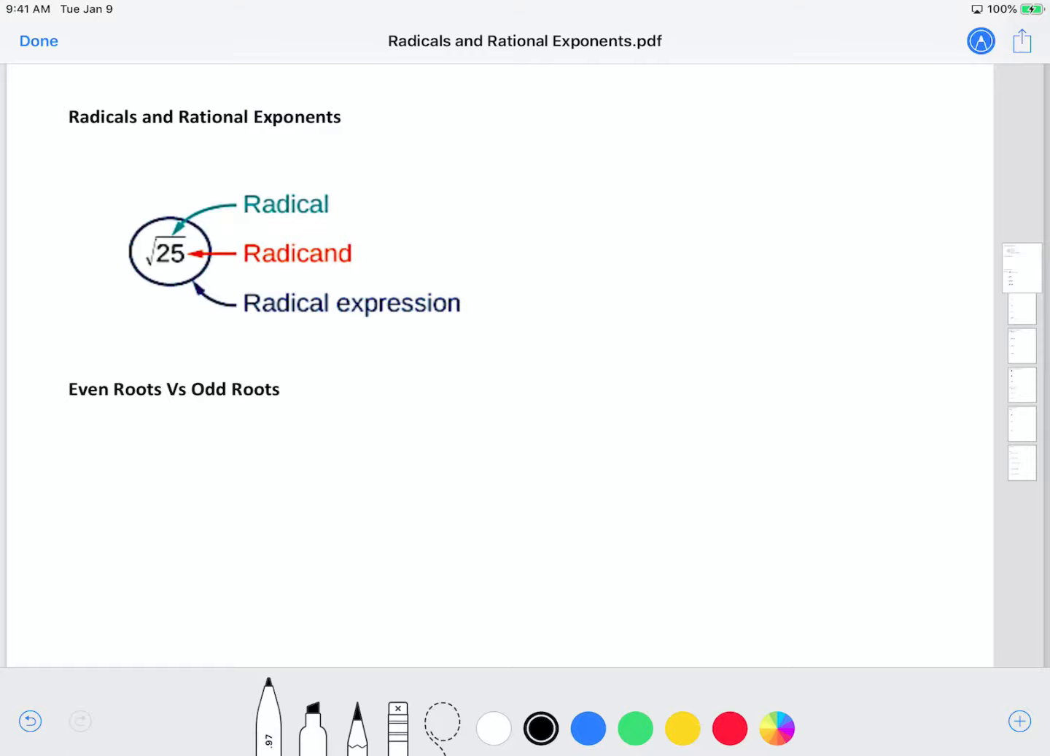In this video, we're going to talk about radicals and rational exponents. And to start off, let's talk about what a radical is.